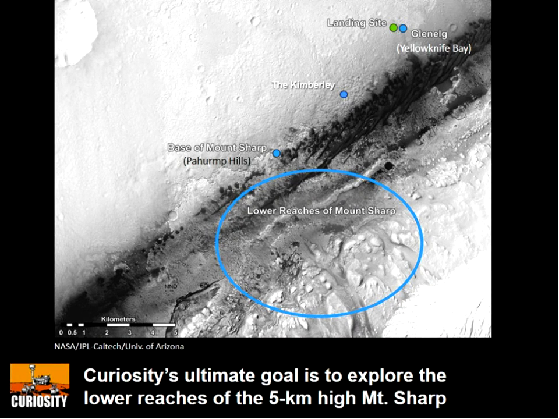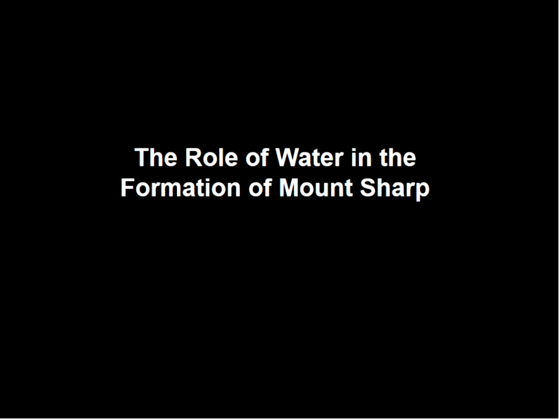We stopped at a site called the Kimberley to check out those rocks for about 2 months, then continued on, and we just arrived at the base of Mount Sharp, where the elevation starts going up dramatically as you climb the mountain, in September of last year. And so we've been studying the site called Pahrump Hills since about late September, and drilling into the first rocks that are actually part of Mount Sharp. And I want to tell you a little bit about what we discovered along the way.